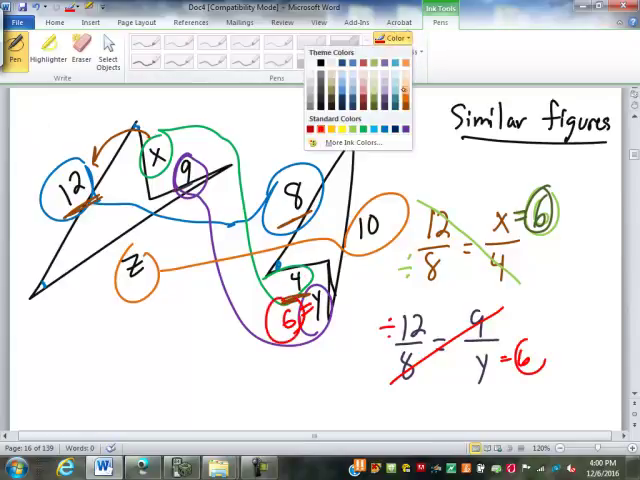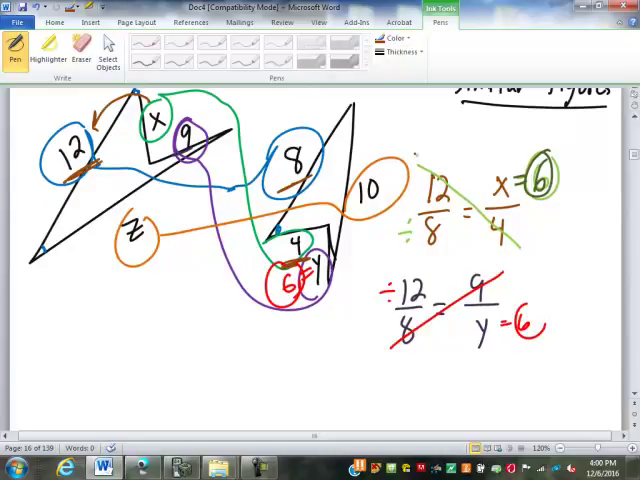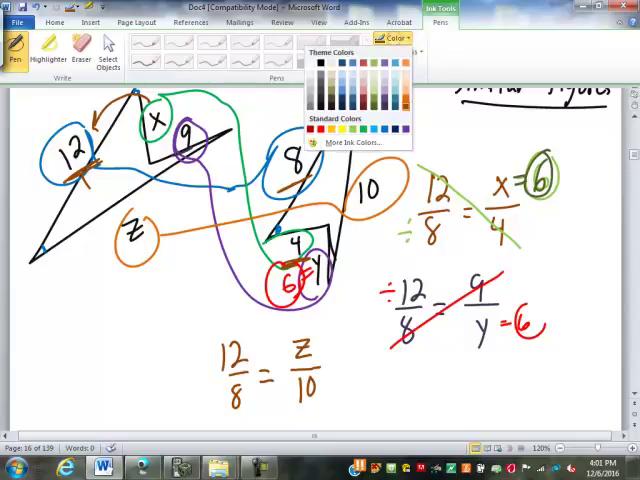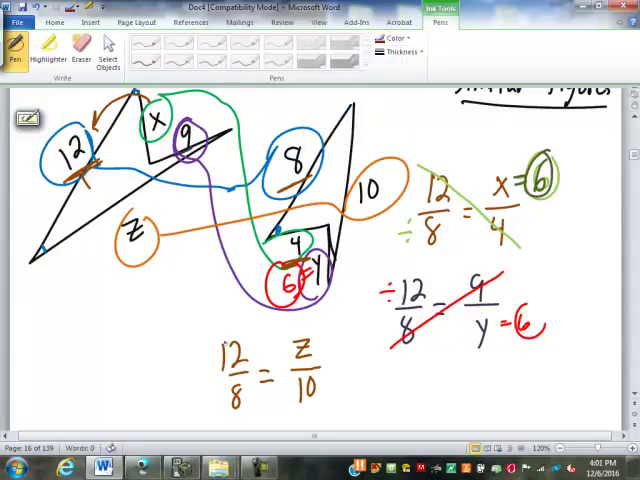How about Z? Okay, we've got 12 to 8 again, and Z does go on top from the same figure as the 12. What goes below Z? 10 is the corresponding side from the other figure. And we cross multiply and divide. 12 times 10 is 120 divided by 8. Z is 15.